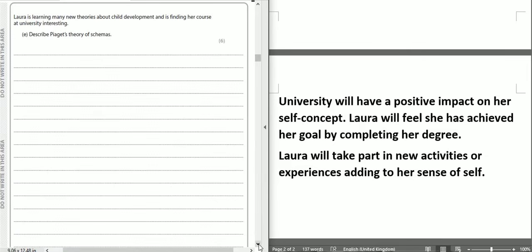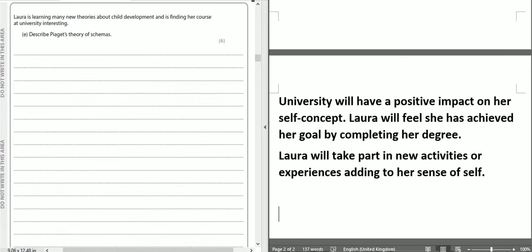The next question, the 6 marker here, says Laura is learning many new theories about child development and is finding her course very interesting. So we've got a question on Piaget here. It says describe Piaget's theories of schemas. Now, this question of schemas is again a very, very common one. This came up in 2020 and was a 6 marker.